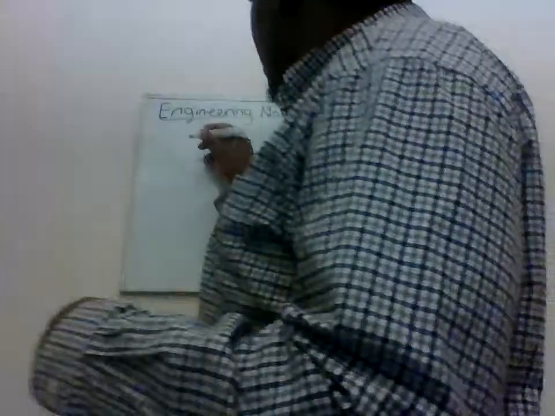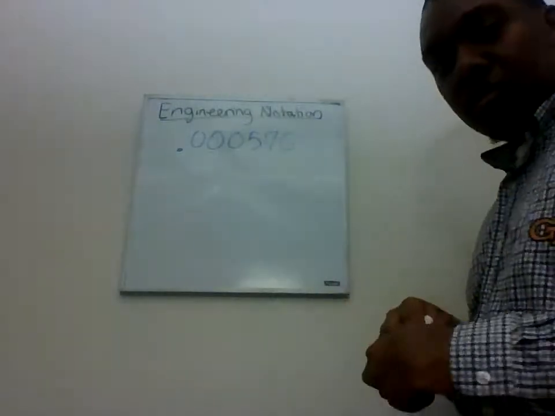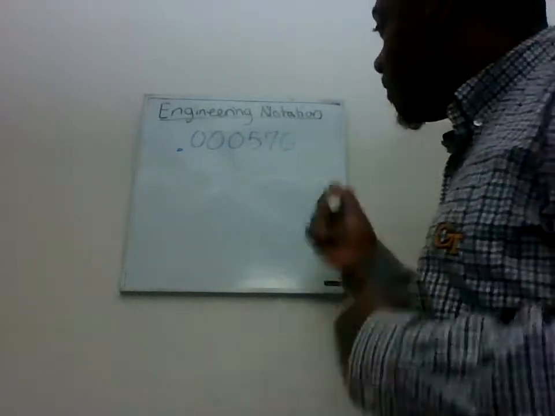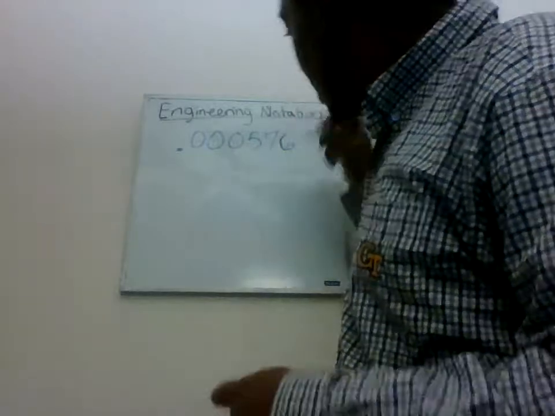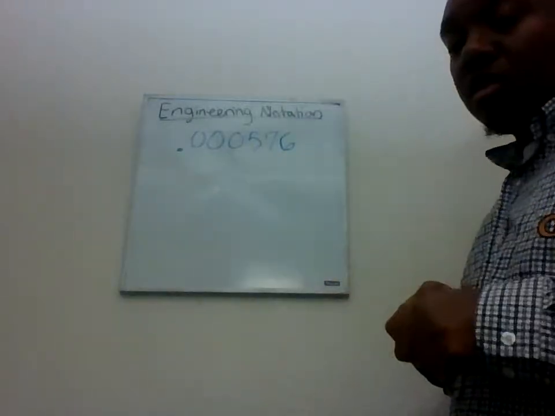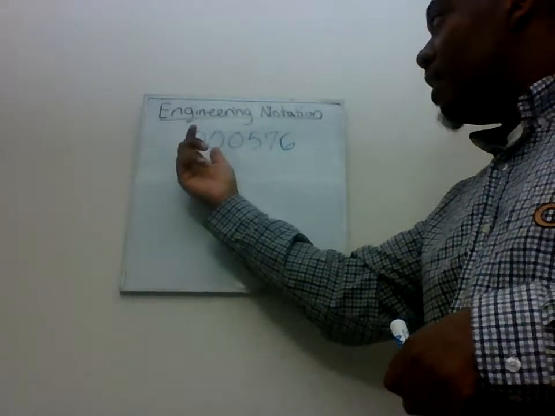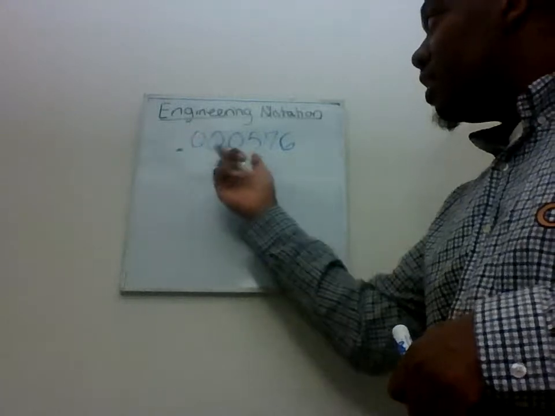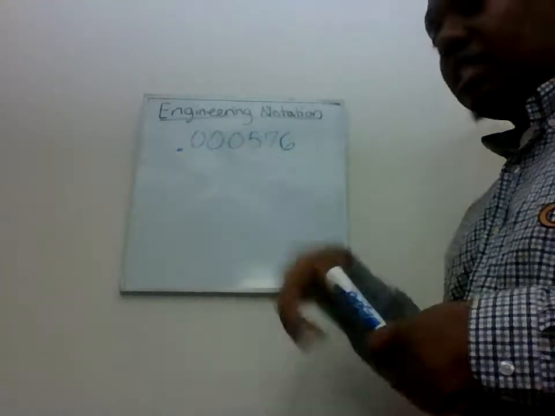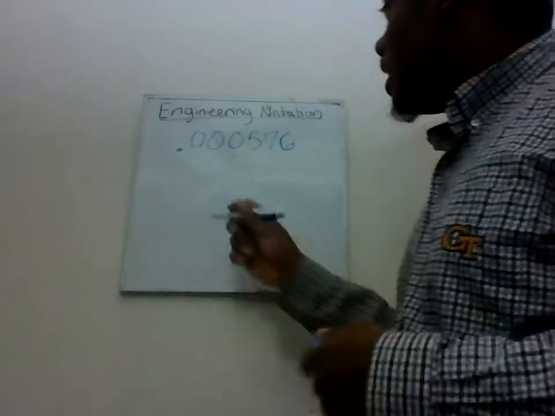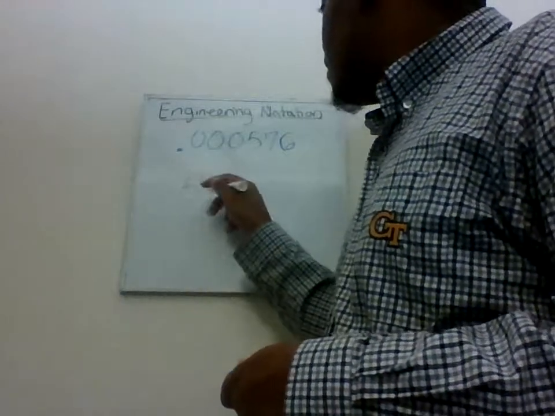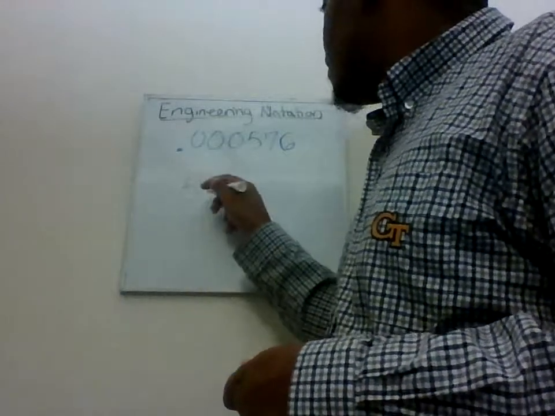Let's say we had the number 0.000576. Let's see what period we're at. That was our first period, because that would stop at the hundreds. Then this would be at the thousands. This would be 10,000. So we're going to have 5, 7, and 6.